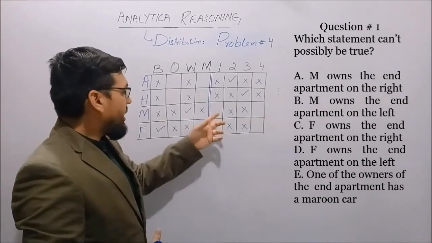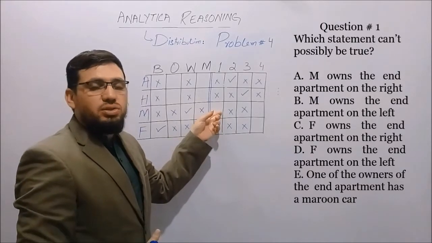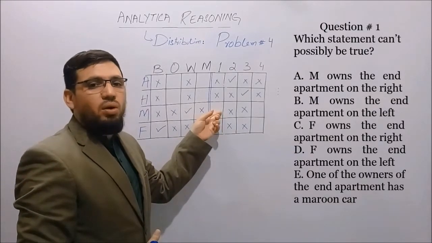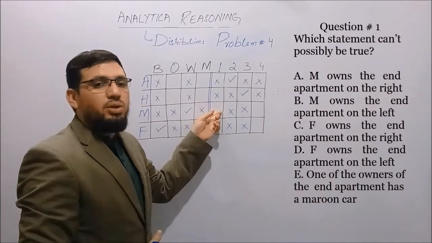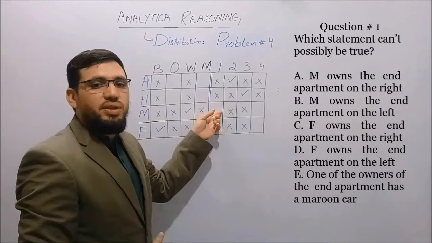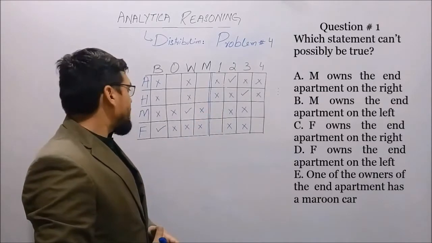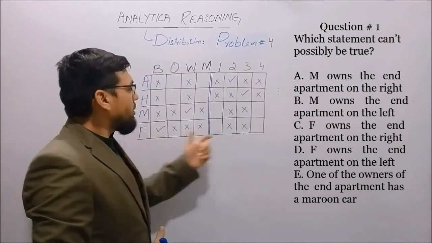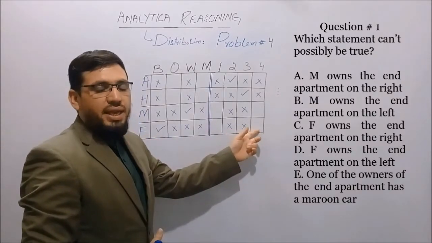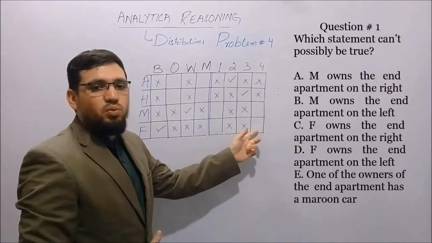So you can see that over here, on the left side, the first apartment, there is also a possibility for M to be assigned this apartment. Option C: we have that F owns the end apartment on the right. So F on the right. Again, there is a possibility, and we are looking for the impossible one.